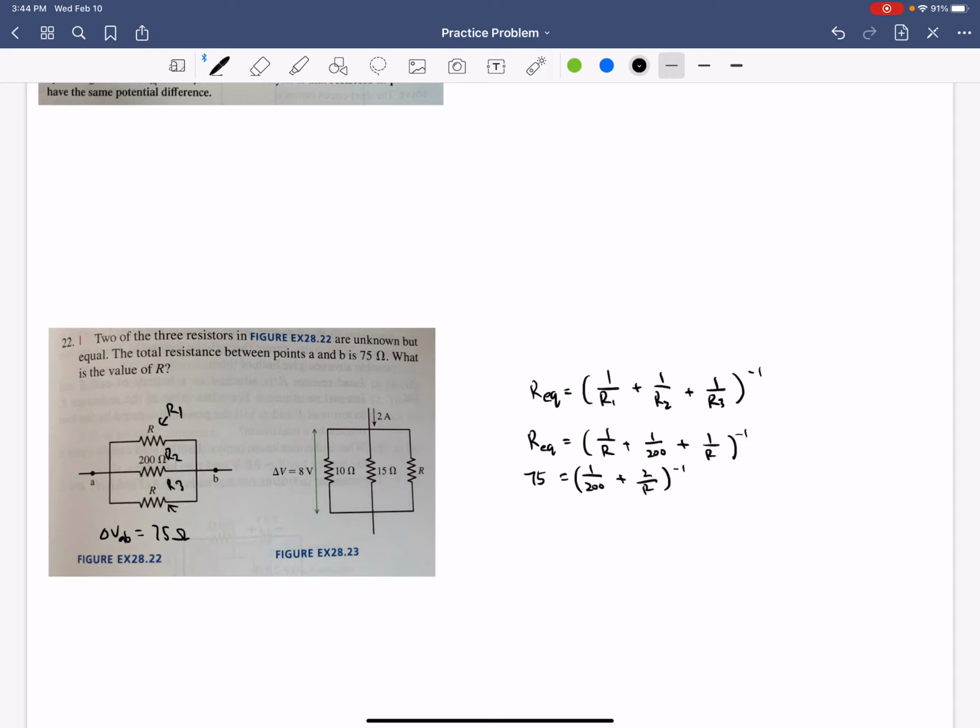And then we need to flip both sides to get rid of the negative exponent. So it's 1 over 75 equals 1 over 200 plus 2 over R. And you move that over and manipulate that a little bit.